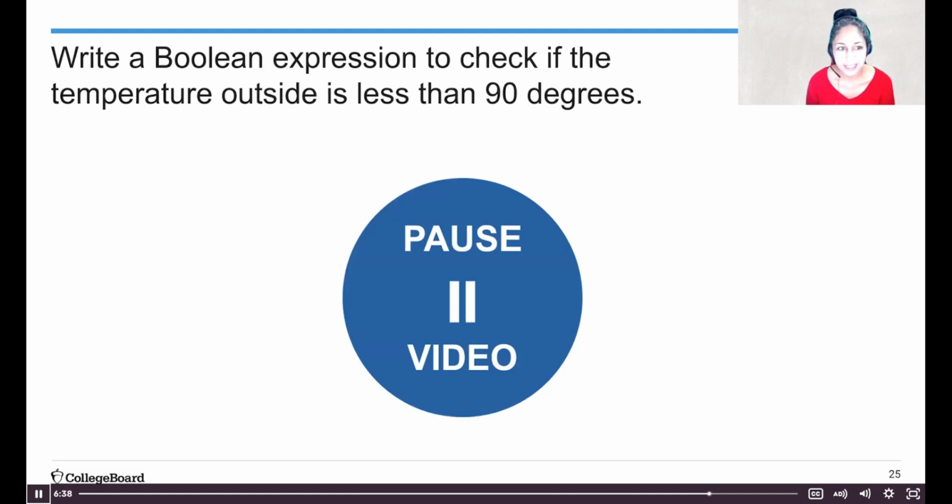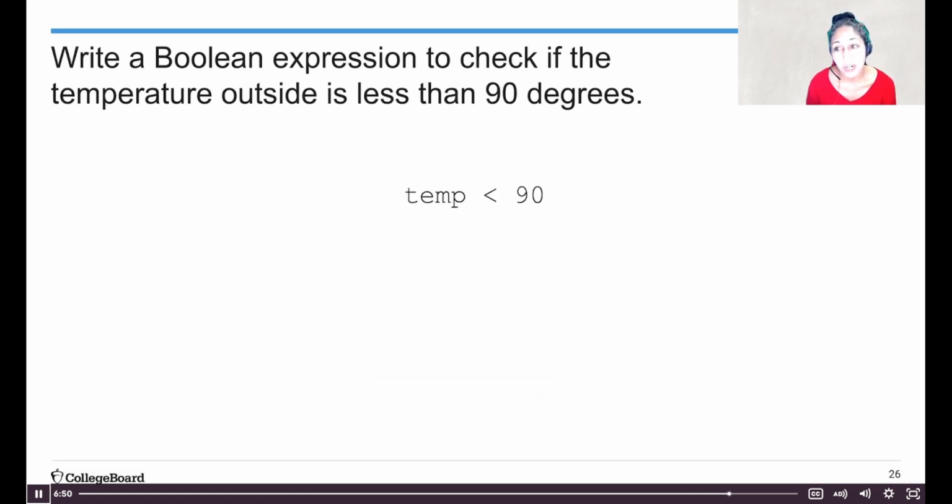Okay, one more example. Pause the video to write a Boolean expression to check if the temperature outside is less than 90 degrees. Okay, we could write that expression using a variable called temp to see if it's less than 90, or temp less than 90.